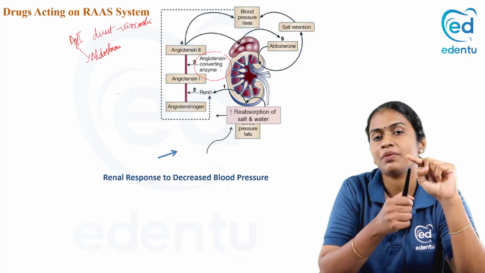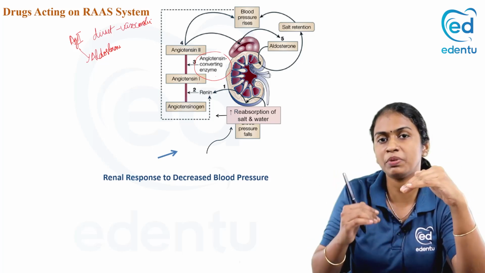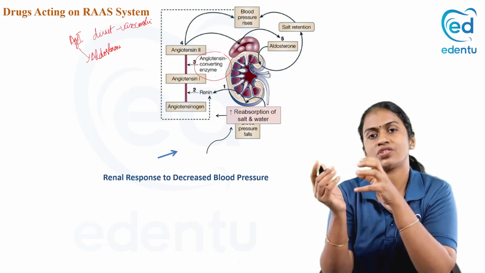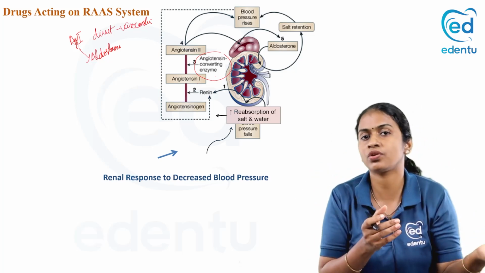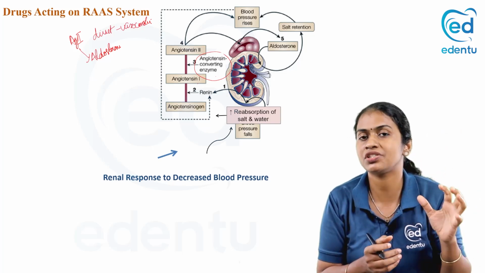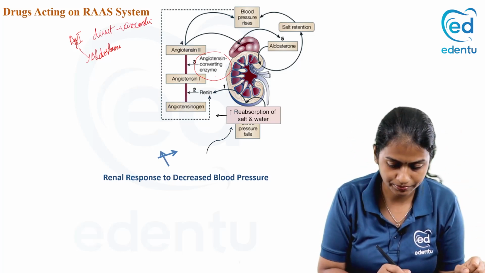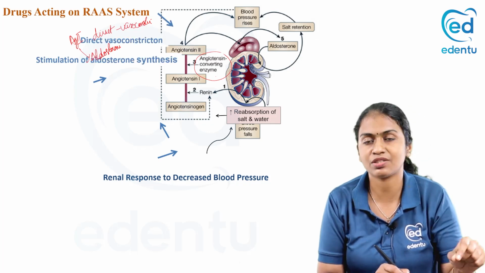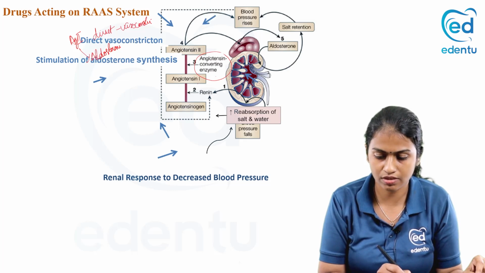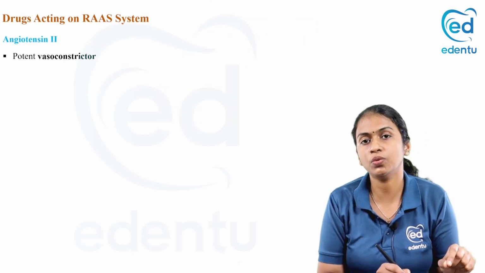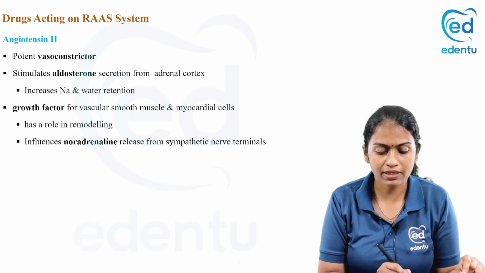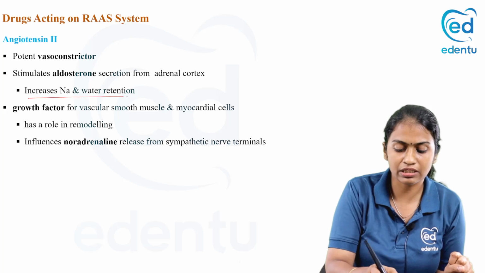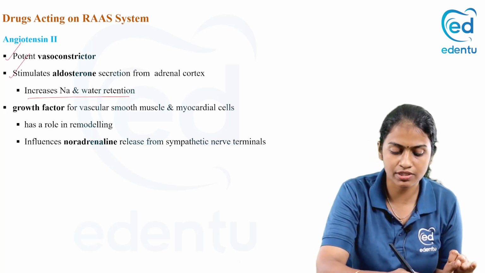So these are the two mechanisms, basically the body's feedback mechanism. When the BP falls, the renin is released. That will cause increased production of angiotensin 2. That will cause direct vasoconstriction plus release of aldosterone, which in turn causes sodium and water retention and increases the BP. Okay. So there is direct vasoconstriction as well as stimulation of aldosterone synthesis. So angiotensin 2 is a potent vasoconstrictor, plus it stimulates the release of aldosterone from the adrenal cortex, that will increase the sodium and water retention. These two actions are there.